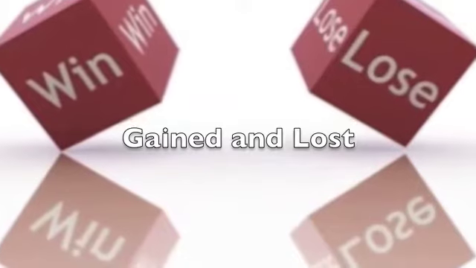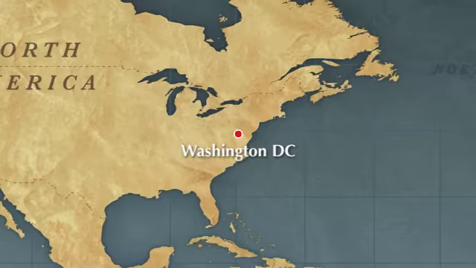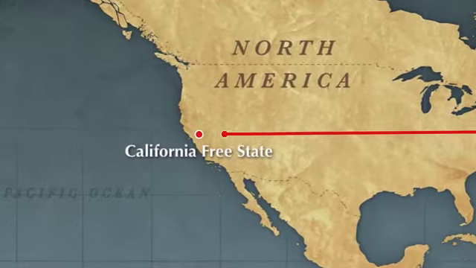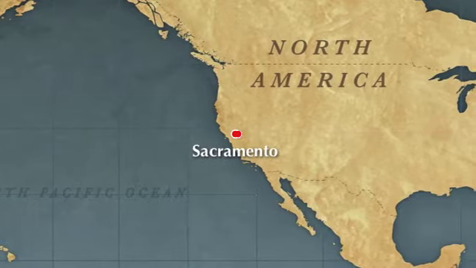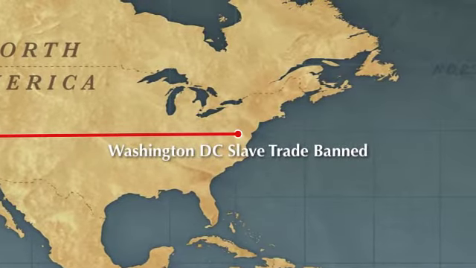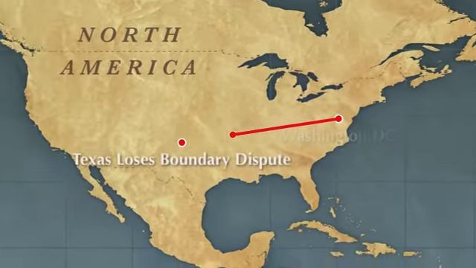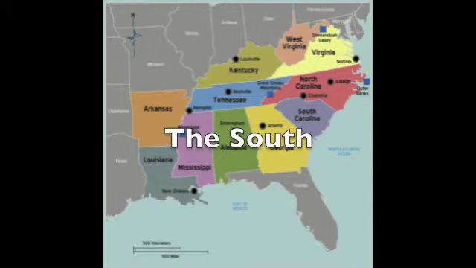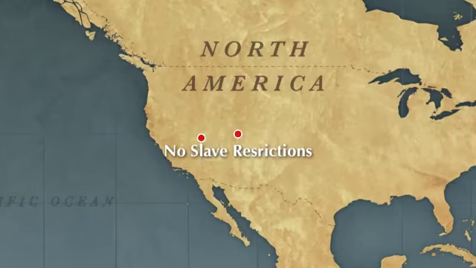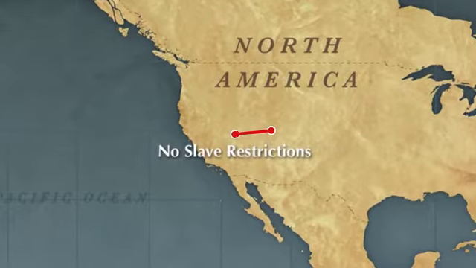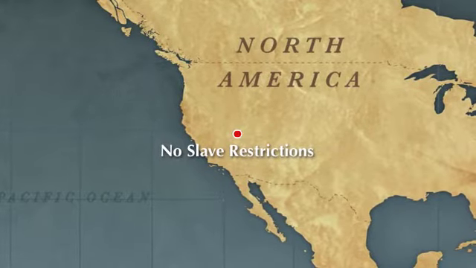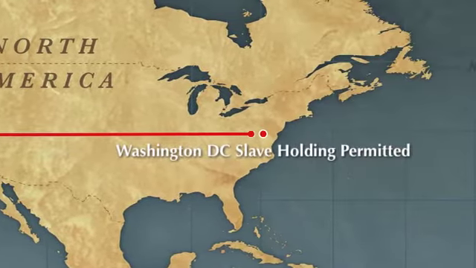What was gained and what was lost? The North gets California admitted as a free state, the slave trade prohibited in Washington, D.C., and Texas loses a boundary dispute with New Mexico. The South gets no slavery restrictions in the Utah or New Mexico territories, and slaveholding permitted in Washington, D.C. Texas gets $10 million, and the Fugitive Slave Law.